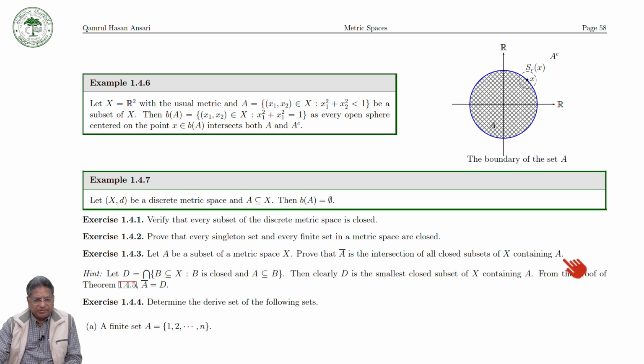So here I provided some hint: suppose D is equal to the intersection of all sets B such that B is closed and contains A. Then clearly, because each B is closed and we have proved that the arbitrary intersection of closed sets is closed, D is the smallest closed set containing A. And from the proof of this theorem we can say that the closure of A is equal to D. So here is the hint, and you can complete the proof.